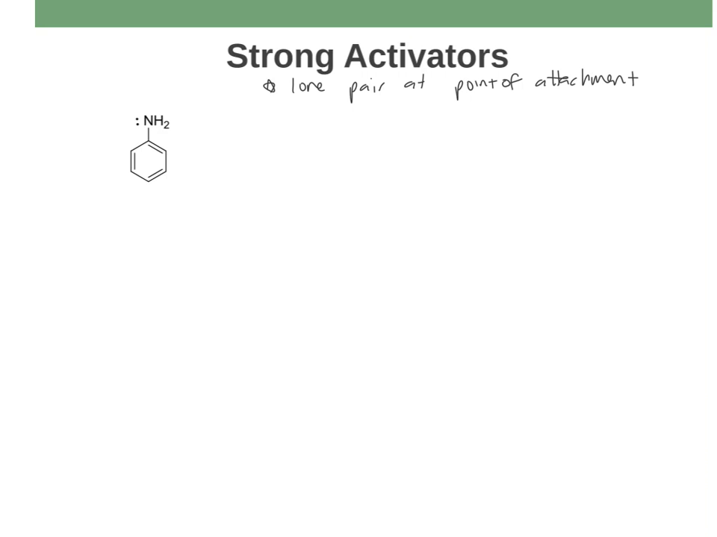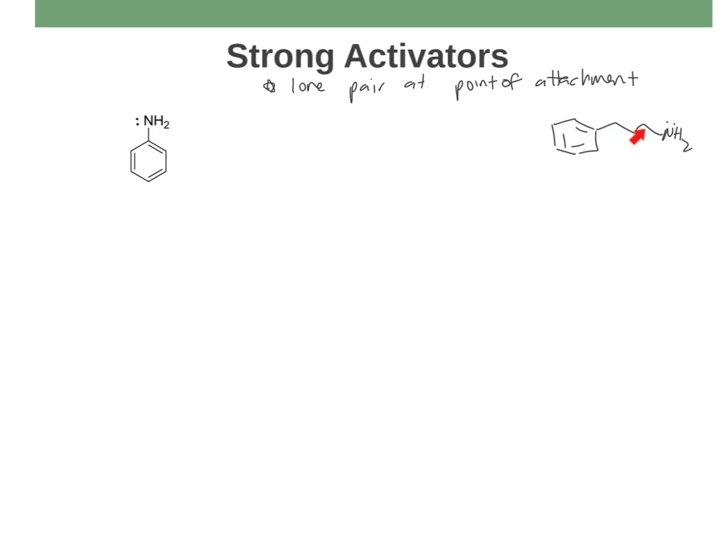And just to emphasize this, when I'm talking about the point of attachment, I mean it's attached to the aromatic ring. So something like this would not count, right? Because the lone pair is way out here. The lone pair is not on the ring. It cannot donate electrons into the ring, right?